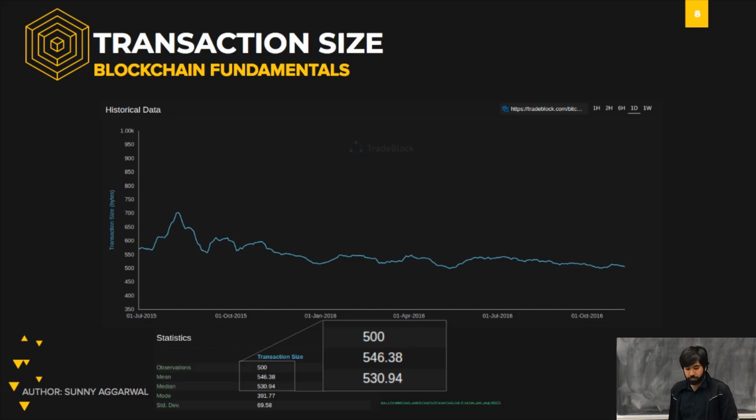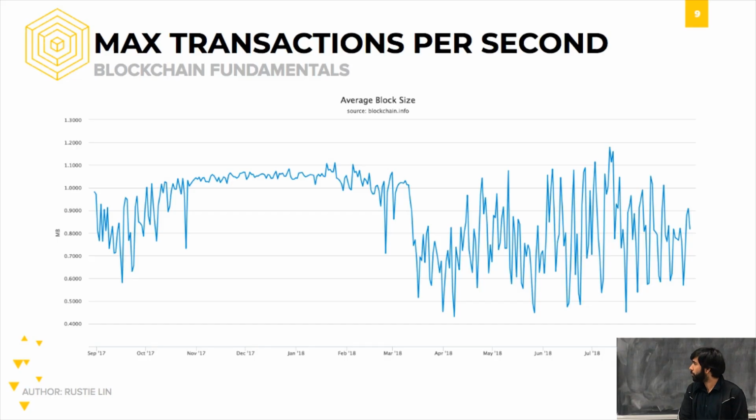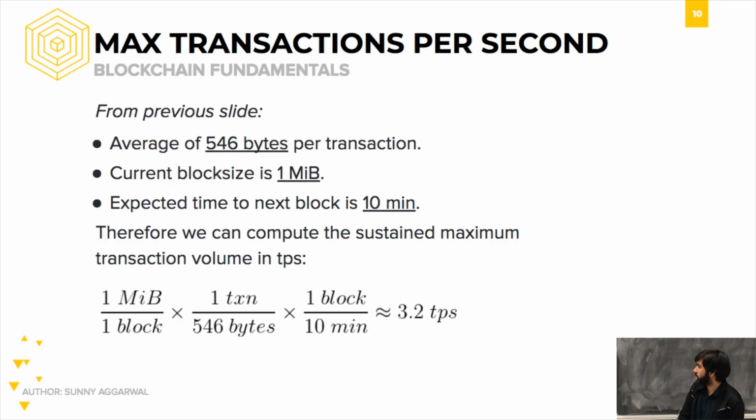So let's first take a closer look at what exactly that's very black. I'm sorry, but the purpose of this is to show what the transaction size of an average transaction was in the Bitcoin blockchain from about 2015 to 2016. It's about the same now. And the transactions per second ends up being around 3 transactions per second when you do the math.